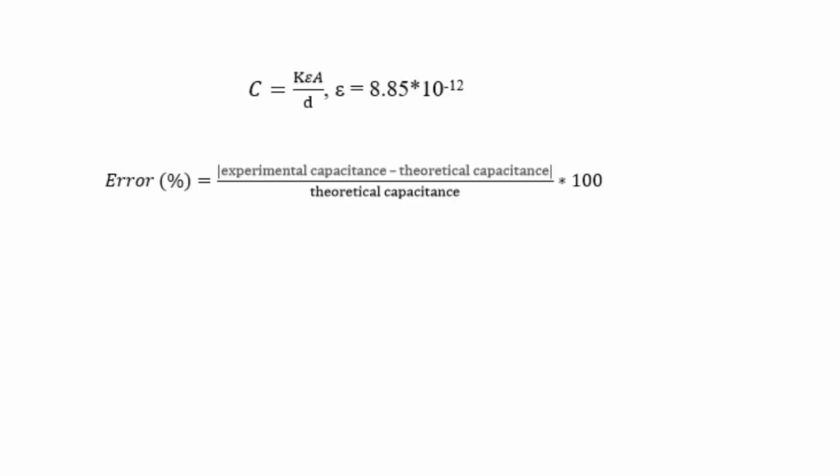The formula that will be used in order to make the calculations is going to be shown in a few seconds. Here C is the capacitance, D is the distance between the parallel plates, A is the area of the parallel plates, epsilon is the permittivity constant, and K is the dielectric constant, which is taken as 1 for air.